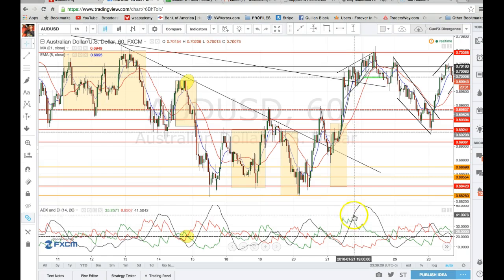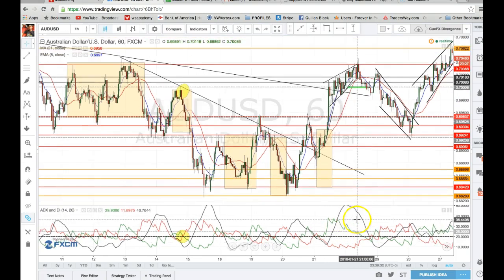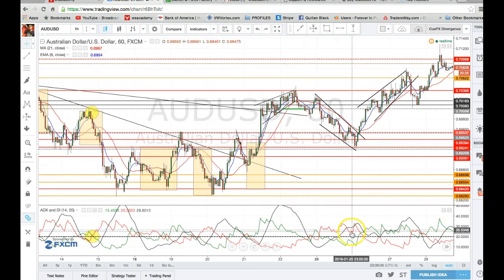So when this and this are over the 25, it's a bullish trending market. Whenever it's not, let's say right here, this whole time the D negative line was over the 25 and over the 20. That's why right here it was in a bearish market.